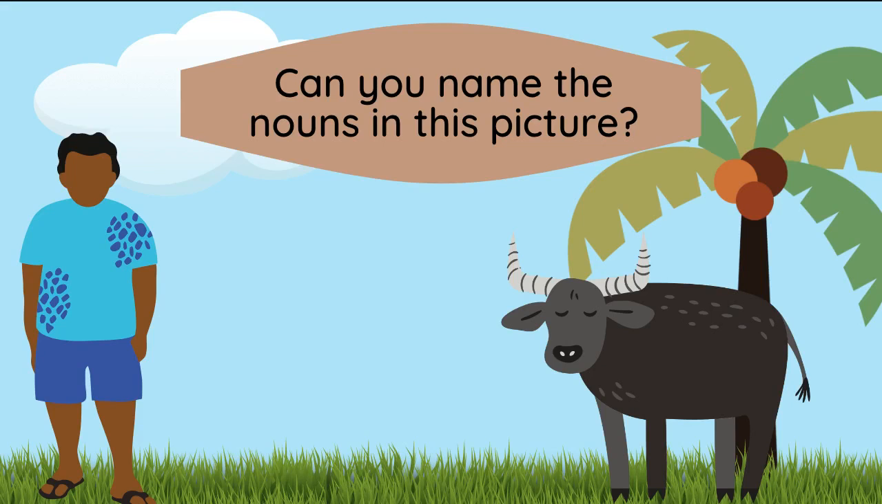Let's look at this picture. Are you able to name all the nouns in this picture? Remember, a noun is a person, place, thing, or animal. Pause this video and try to name some nouns that you see out loud. Once you're ready to see the answers, go ahead and play this video again.